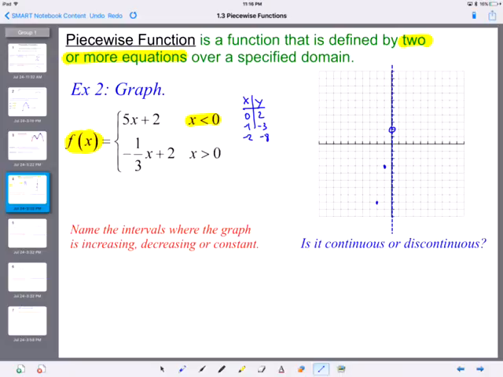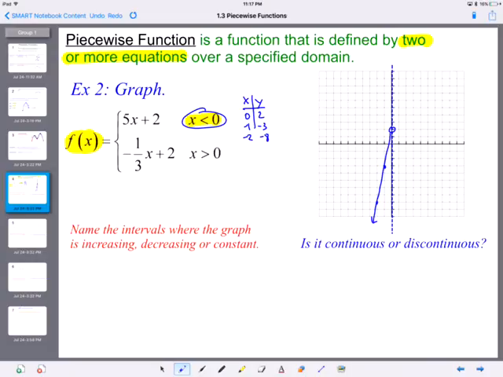And so we have a line. Should be using a straight edge here. So we have a line going down. Those are values that are less than 0.